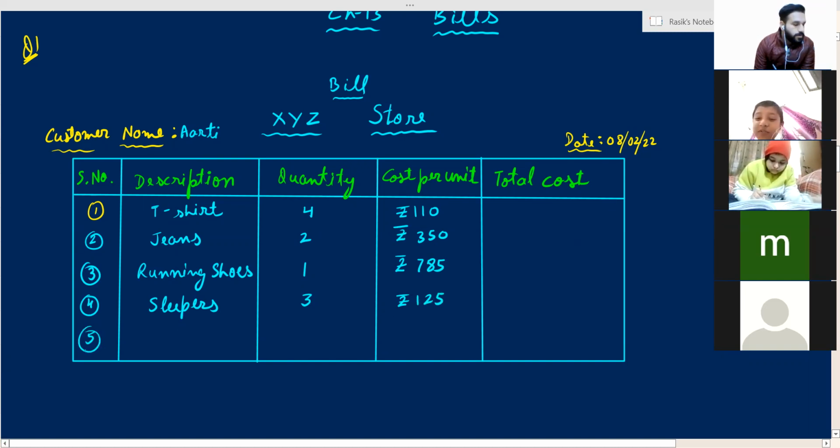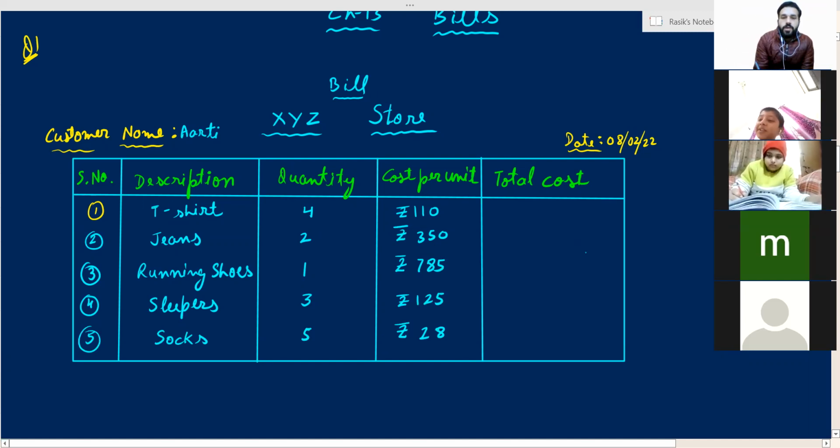Okay, very nice. Fifth one. And a pair of socks. Socks is 28 rupees. Pairs? Sir, five pairs of socks. Price per unit, sir, 28 rupees. Can you prepare the total cost for each item yourself, all of you? Sir, I have prepared.